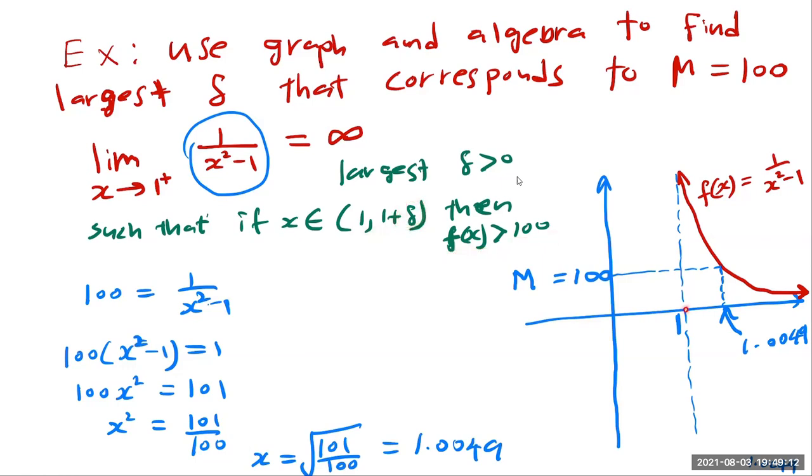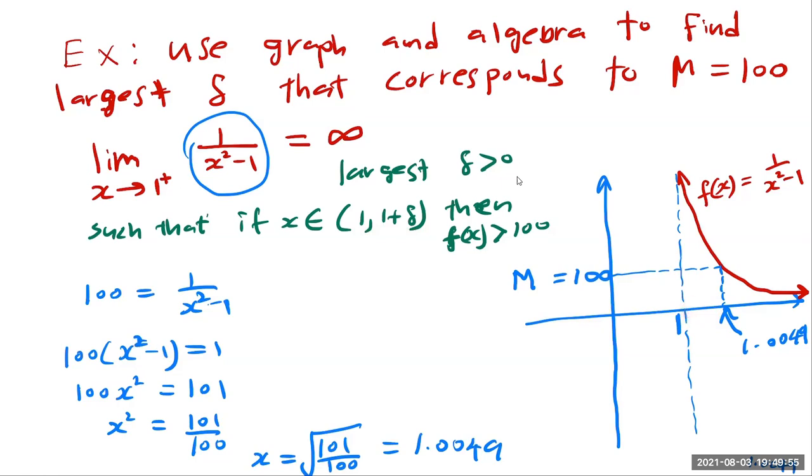For example, if I take my delta to be very small, something like this, then if I take this interval (1, 1 plus delta), clearly, if I take any x value in this interval, my y value is going to be bigger than 100, right? What about if I take a little bit bigger interval? Still, if you take any x value in this interval, your y value is going to be bigger than 100. Likewise, what is the biggest delta that you can take?